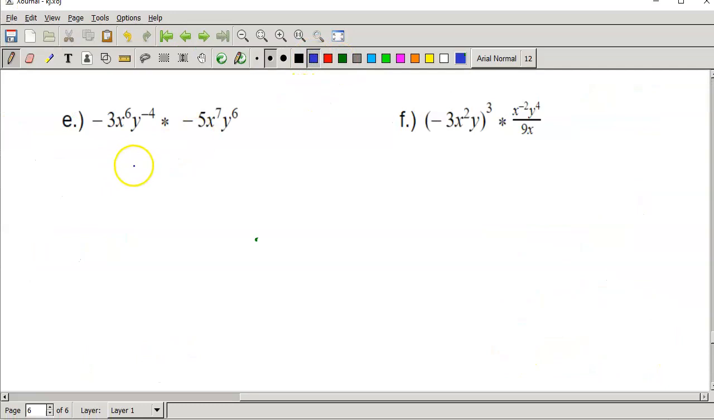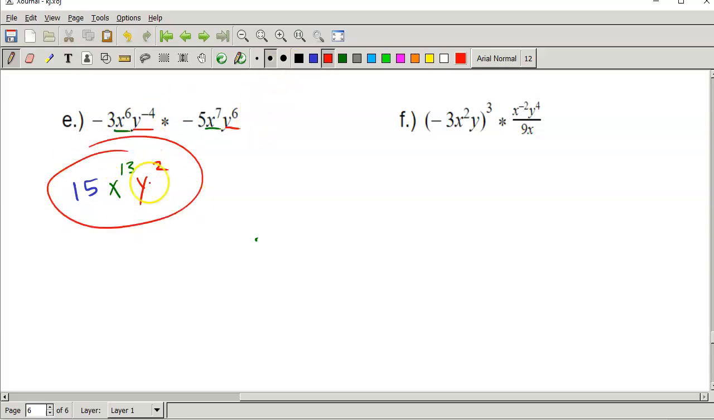Let's look at part E. E is kind of similar to that first one. We're going to multiply everything together. So I'm going to take negative 3 times negative 5 and get 15. Then we're going to multiply the x's. So we'll take x to the 6 times x to the 7, so that'll be x to the 6 plus 7, 13. Then we'll multiply the y's together. So we're going to get y to the negative 4 plus 6, which is 2. And then that's our answer.